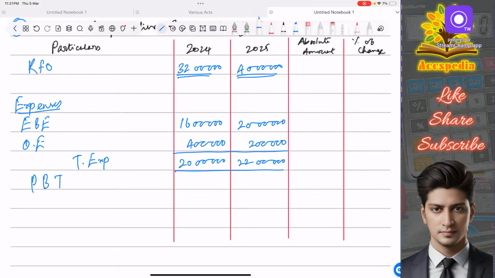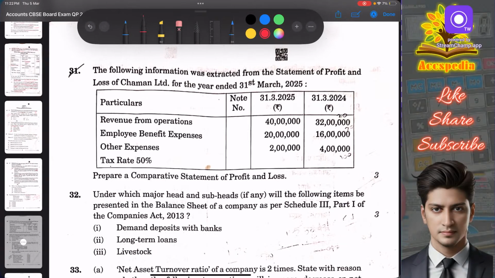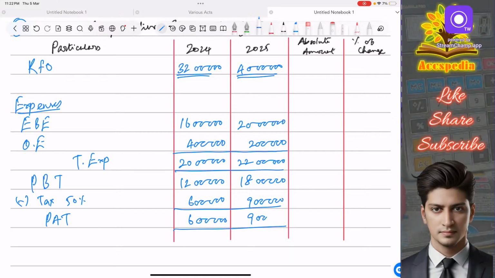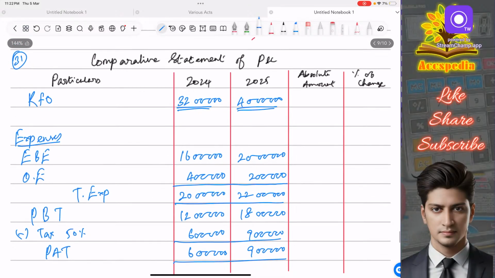Profit before tax is total revenue minus total expenses. 32 lakh minus 20 lakh is 12 lakh; 40 lakh minus 22 lakh is 18 lakh. Then after that we have to deduct tax. The tax rate is given for both years as 50%. So 50% of 12 lakh is 6 lakh, 50% of 18 lakh is 9 lakh. So profit after tax is 6 lakh and 9 lakh.